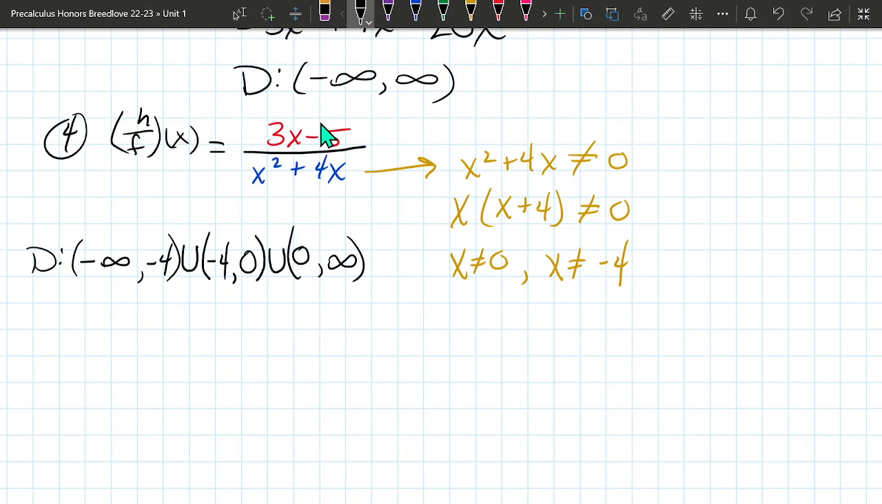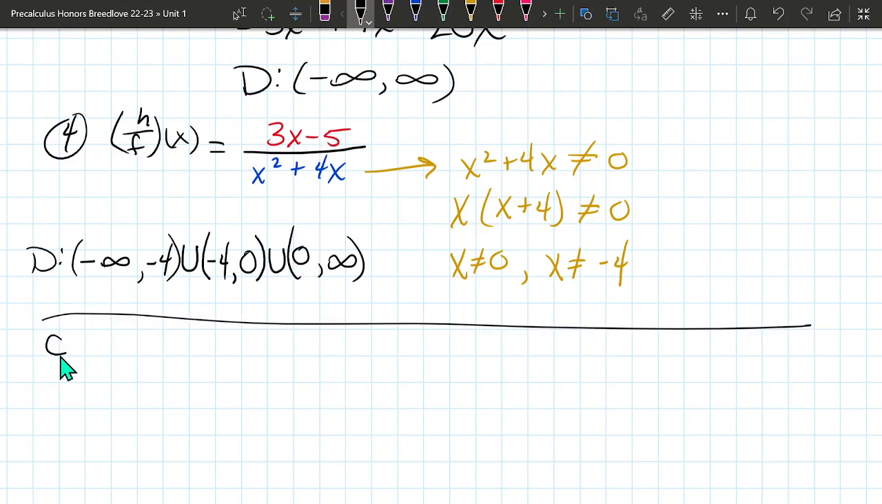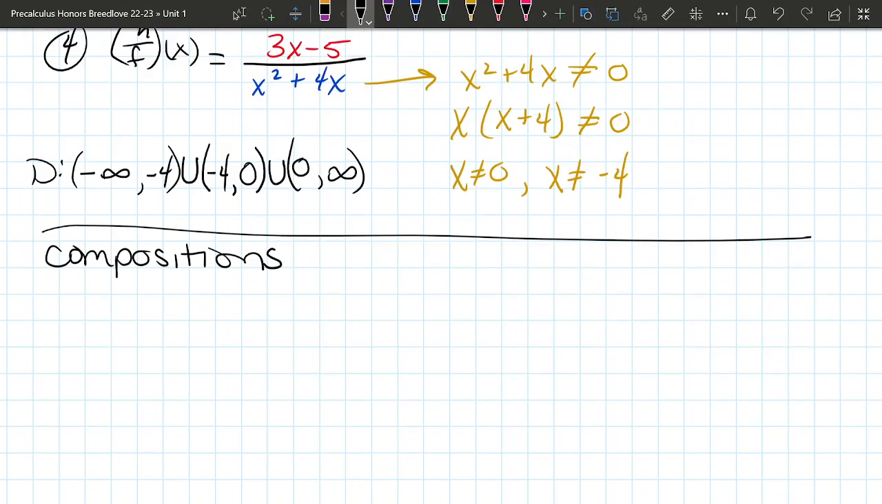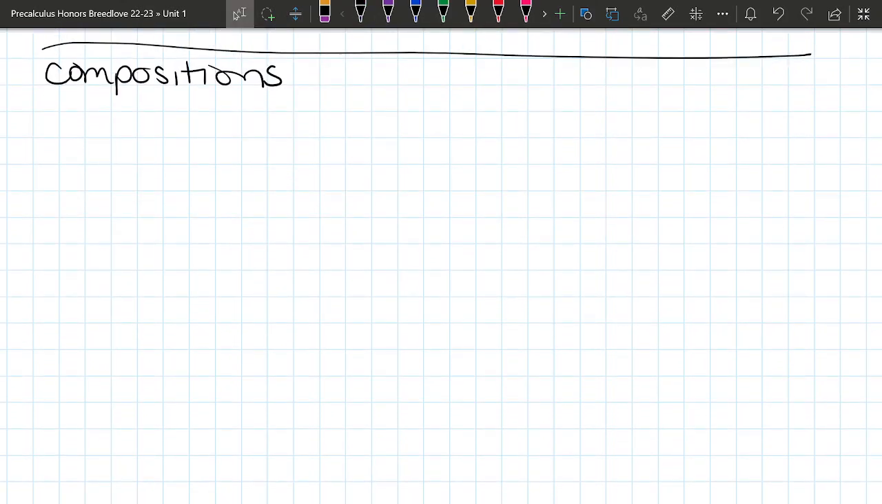All right, so that is operations on functions. And the next part is compositions of functions. There is more, yes. Compositions. This is when we take the composition of functions.